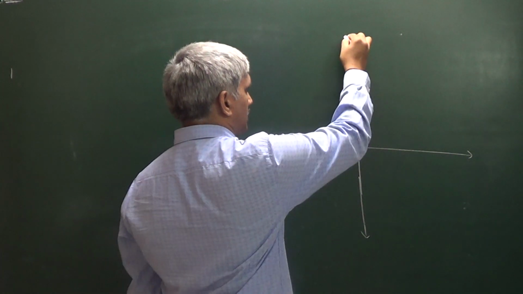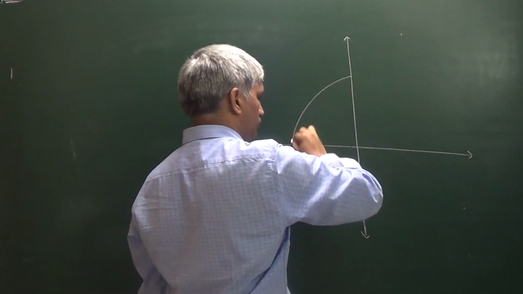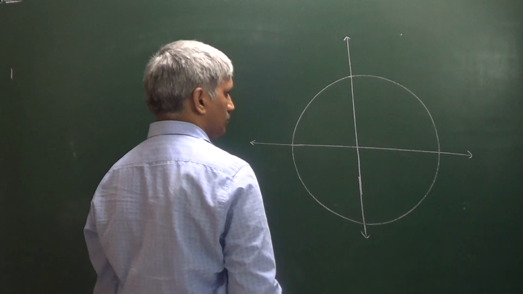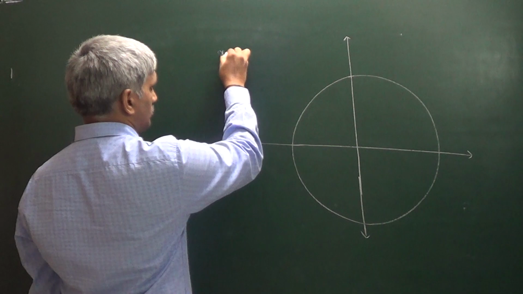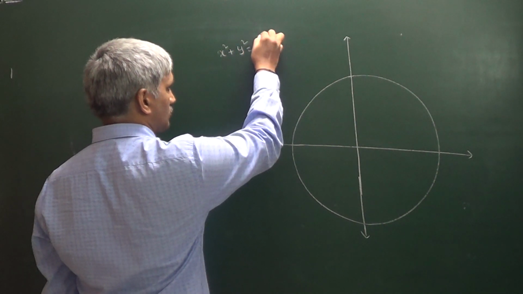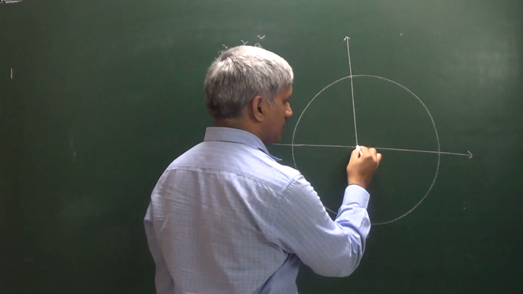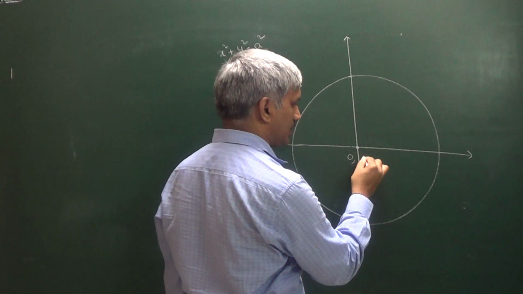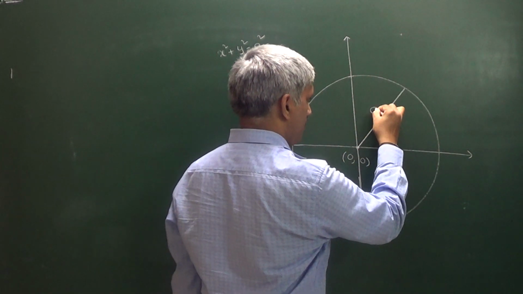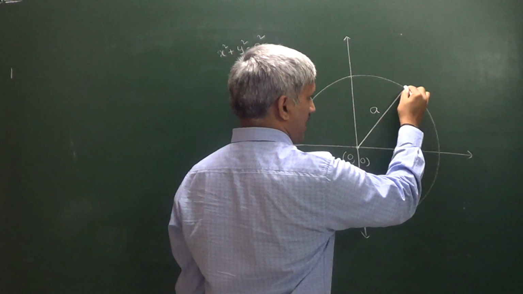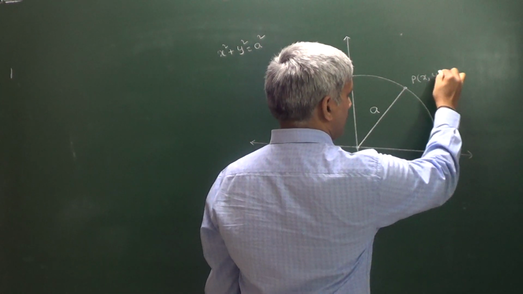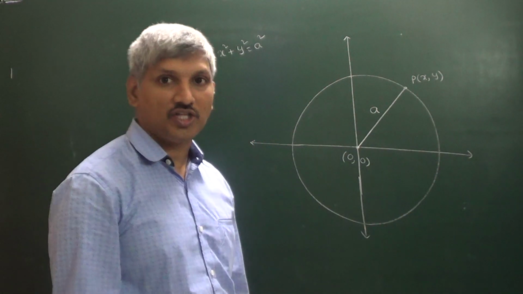So I am taking a circle whose center is origin. Radius is equal to say a. X square plus y square is equal to a square is a circle with the center as origin, that is 0, 0, and radius of the circle is equal to a. Here I am taking one particular point. Let us say that point is P(x, y), a point on the circle.